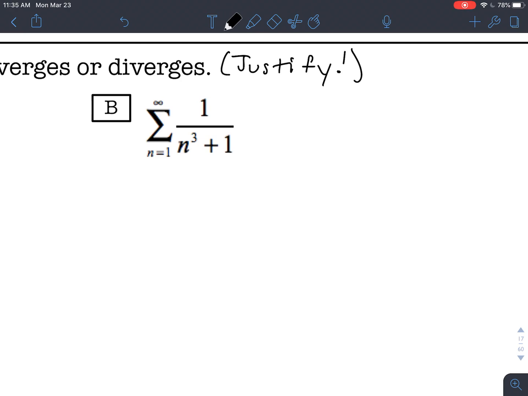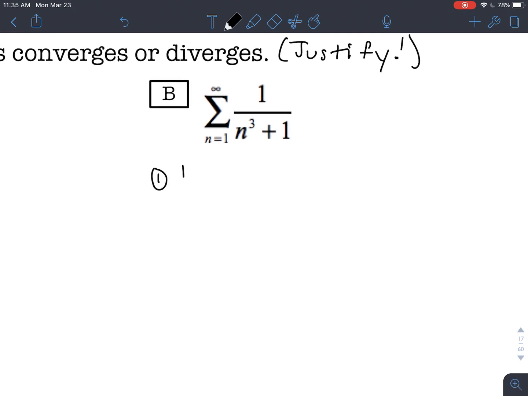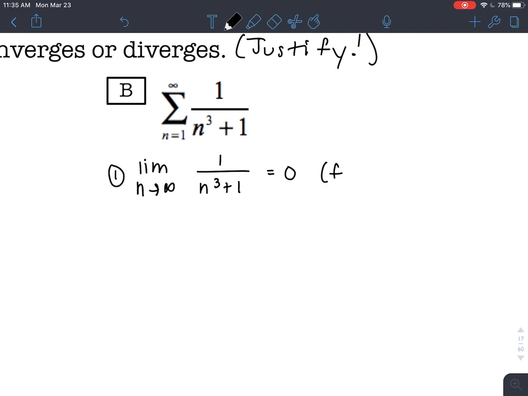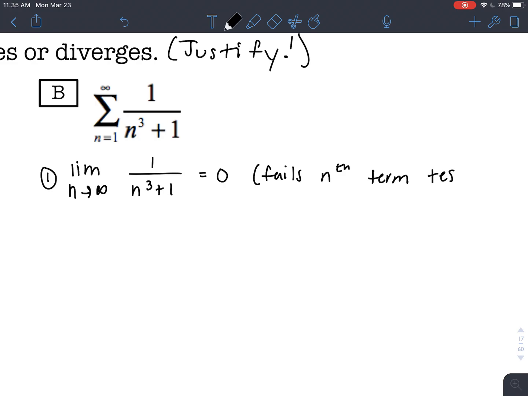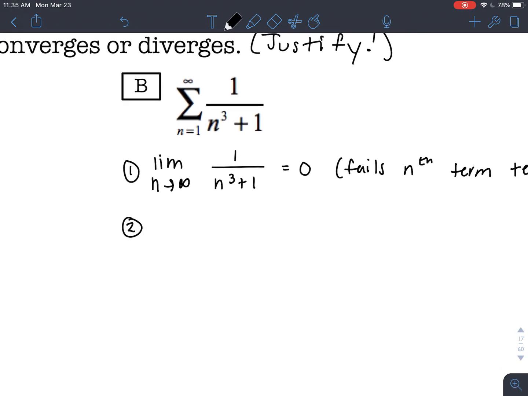Okay, so now we're going to take a similar series, but it's going to be a little simpler. Instead of having n cubed over n cubed plus 1, we just have 1 over n cubed plus 1. So just like before, we're going to keep in this habit, we're going to take the limit first. Because the limit equals 0, this fails the nth term test. And when it fails the nth term test, that just tells you that you have to try something else. So we're going to, of course, do direct comparison because that's what this topic of notes is about.